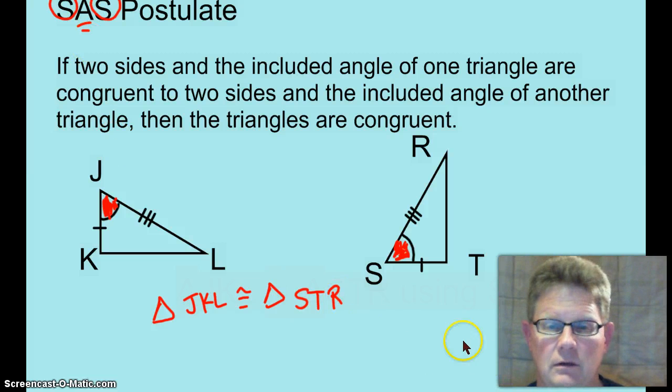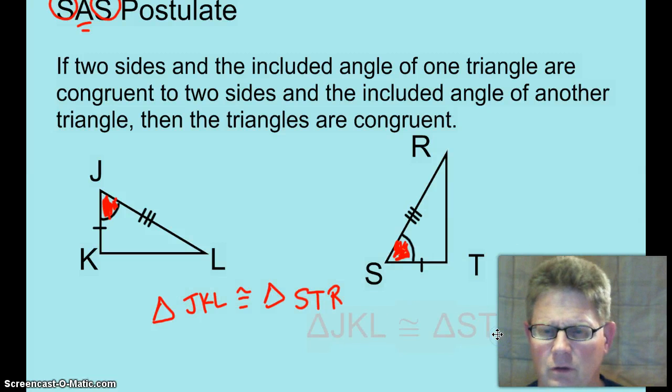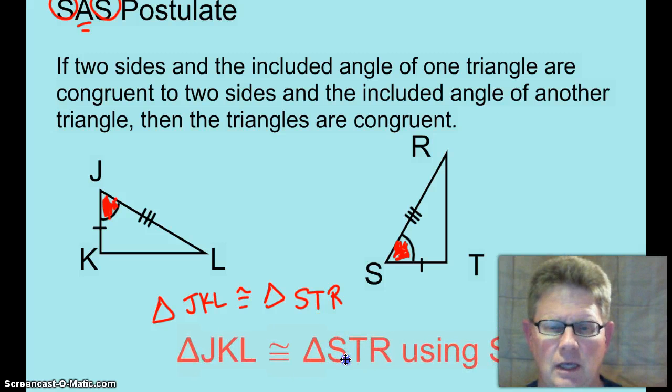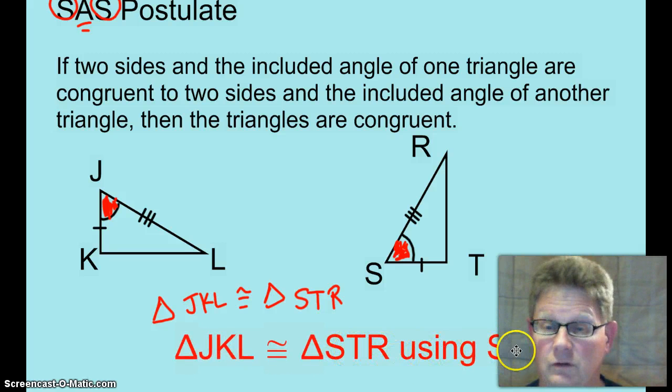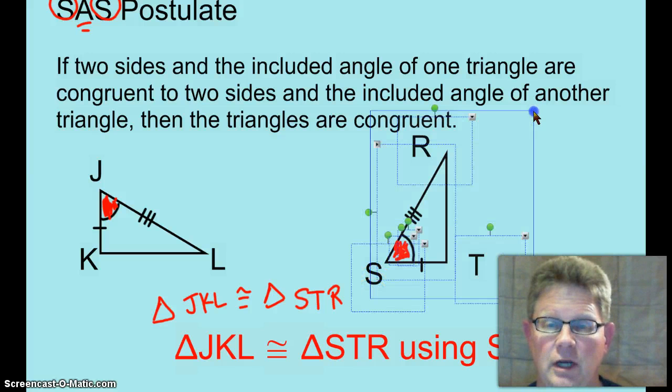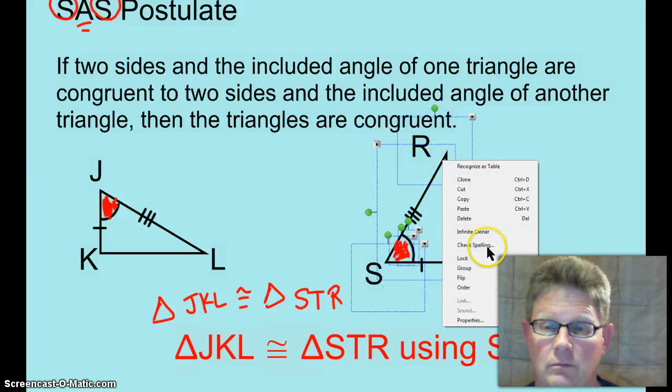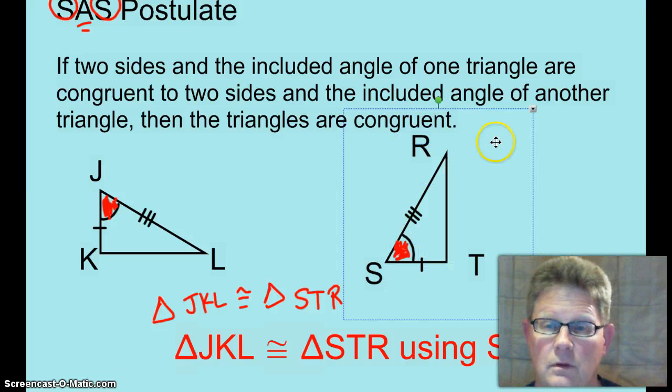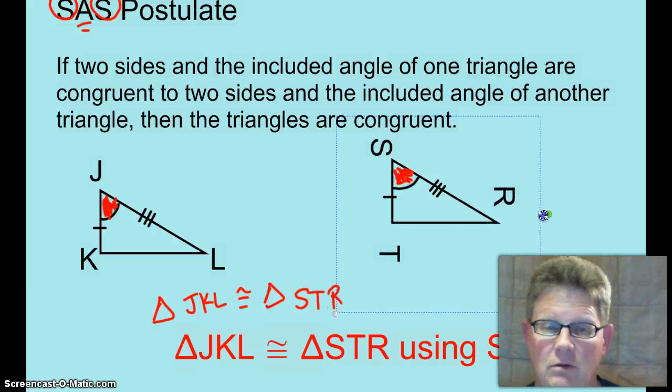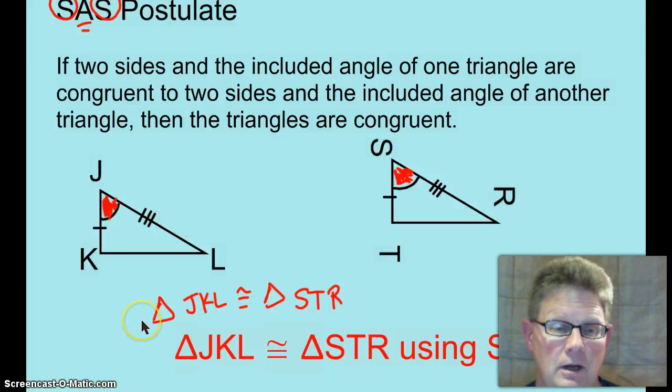If you can just, oh wow, there's something in there. There we are. JKL is congruent to STR using the side angle side postulate. What I was trying to do was to grab all those, and then if you can't do it manually, rotate it around in your brain, turning that triangle around so you can see the corresponding parts in the right place so that they actually look like they're corresponding. Alright, let's go ahead and move on.